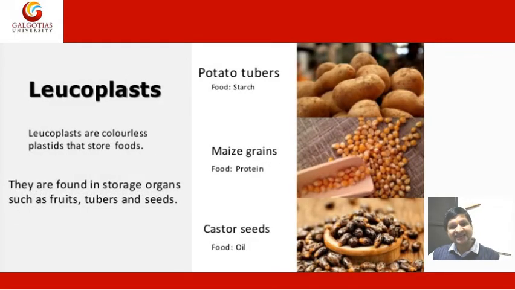Leucoplasts are colorless plastids that store food. They are found in storage organs such as fruits, tubers, and seeds. If you see the image, potato tuber is a source of food in the form of starch. Maize grain, the food is protein. Castor seed, the food is oil.